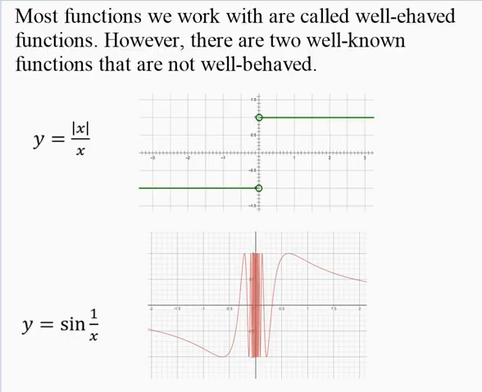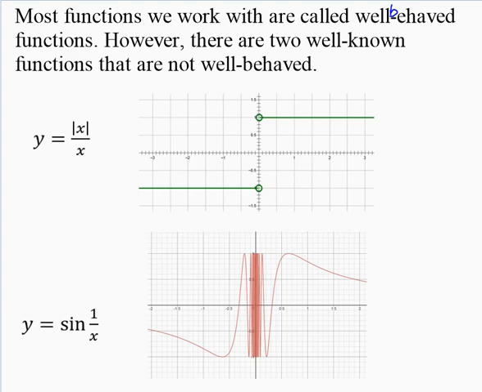The last part of this lesson just mentions, oops, I messed up here, this should say well-behaved. Most functions we work with are called well-behaved. There's two well-known functions that are not well-behaved at a certain point, and it is y equals the absolute value of x over x. As you think about this, if you have a positive number, the absolute value of x is a positive number over a positive number, so you have a number over itself, so you'll always get 1. And then on the other side, if you put negative values in for x, the absolute value of a negative is a positive on top, but a negative on bottom, so you'll have negative 1, because you'll have like a positive 7 over a negative 7.